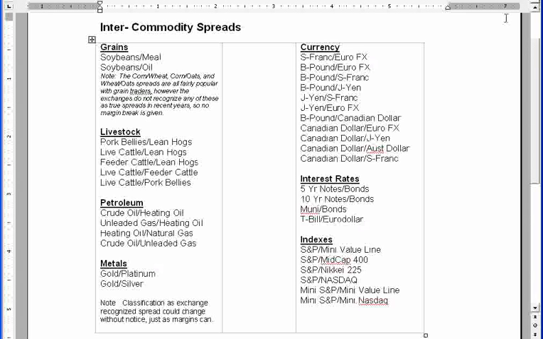Well, I think we ought to call the S&P NASDAQ spread the SAPDAQ. The SAPDAQ. I think the index people deserve to have their spreads named too.